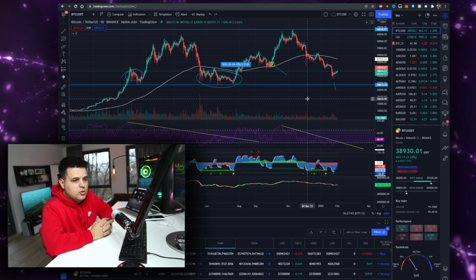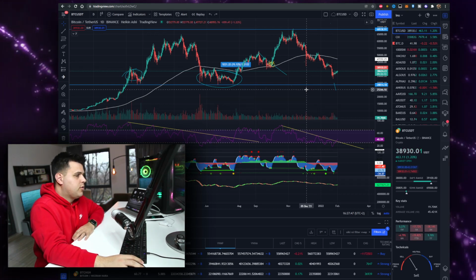So RSI alone doesn't work. Pair it with volume or lower time frames, plus support and resistance.